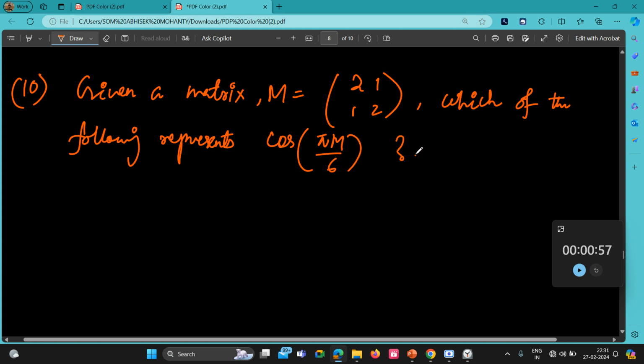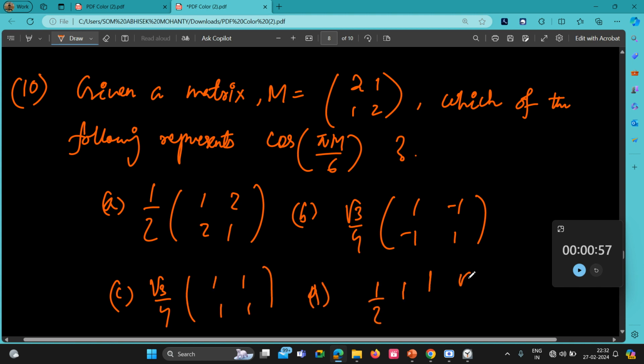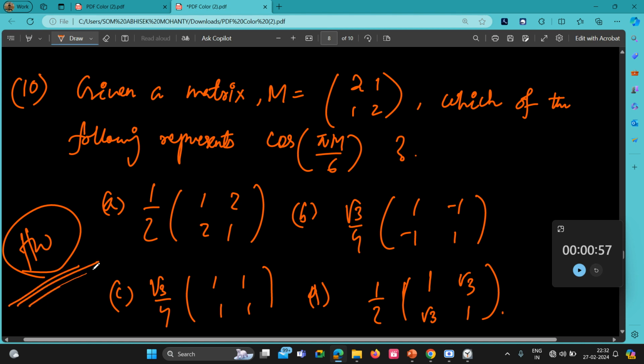Option A: 1 by 2 times [[1, 2], [2, 1]]. Option B: root 3 by 4 times [[1, -1], [-1, 1]]. Option C: root 3 by 4 times [[1, 1], [1, 1]]. Option D: 1 by 2 times [[1, root 3], [root 3, 1]]. Okay, so this is the question. This is homework. Please try to solve it at home.